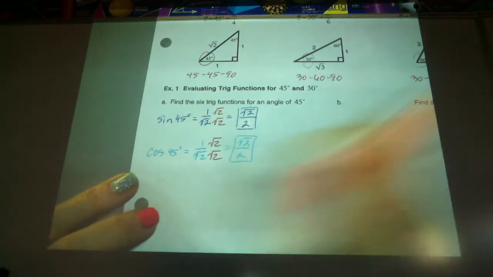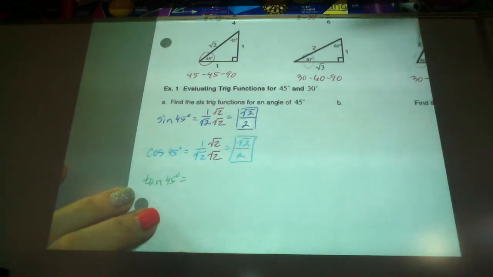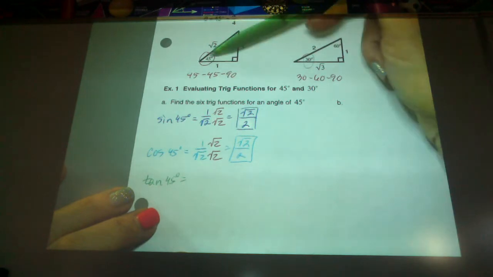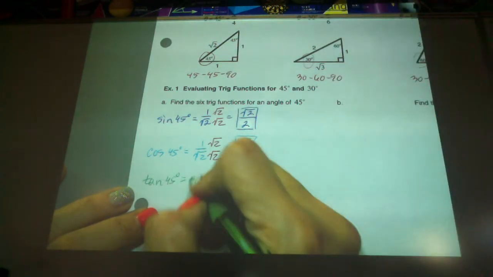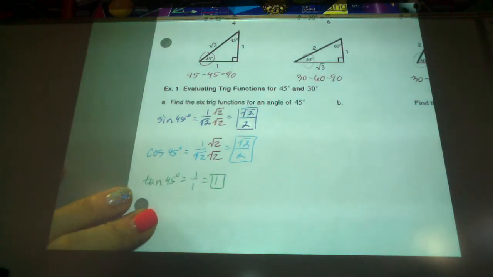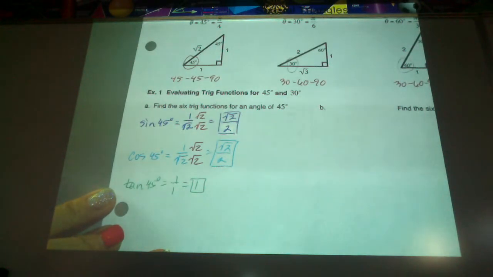And then your tangent of 45 degrees, SOH CAH TOA, is opposite over adjacent. So isn't it 1 over 1? But we don't want to write it that way. Its true answer is 1. So I will not accept 1 over 1 as an answer. So then we're going to find cosecant, secant, and cotangent.